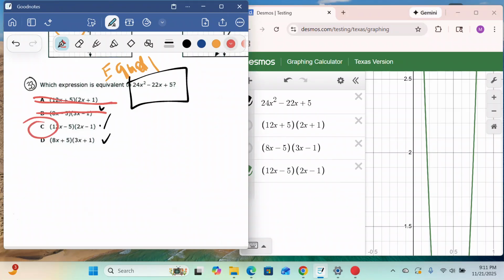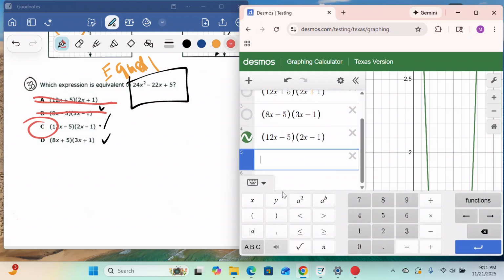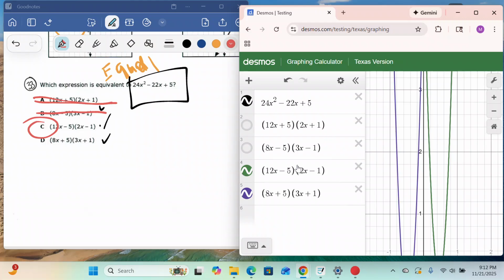But I want to do one more check because remember the letter B was kind of similar. So I just want to check the next one. Just make sure that this one is incorrect. I'm going to open parentheses 8x positive 5, close parentheses, open parentheses, 3x plus 1, close parentheses, and automatically I know that one is not correct. So the answer choice has to be C.